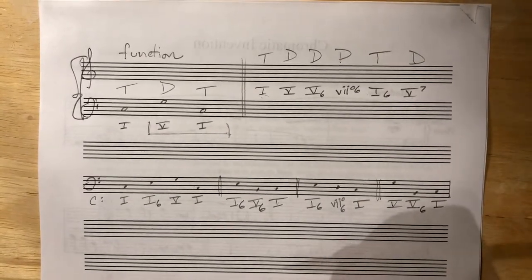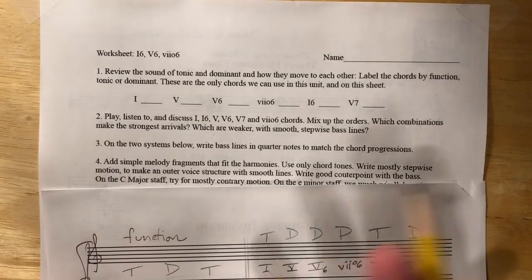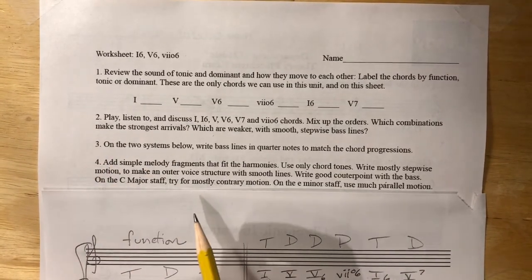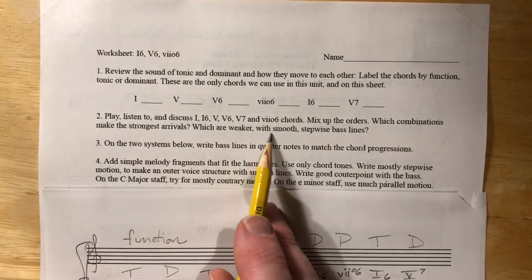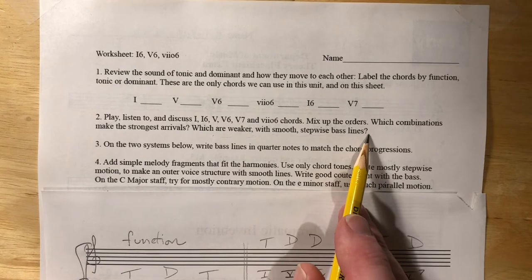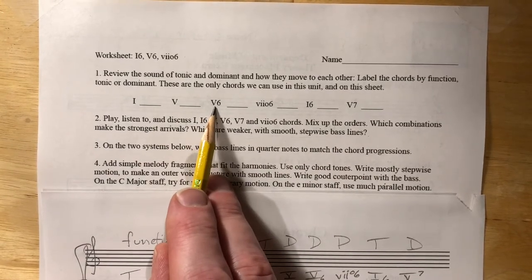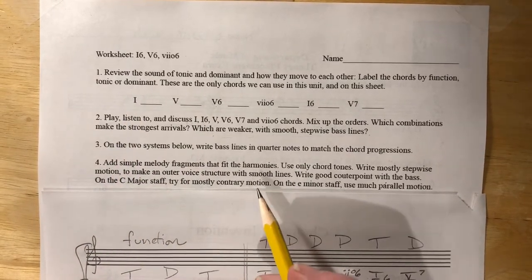All right, so we've done activity number 2, which we would normally do in class. Listen to, discuss, how do you get a weaker arrival? How do you get a stronger arrival? How do you get a smooth stepwise bass line? Well, it's usually by using an inverted 5 chord and having that resolve to tonic. All right.